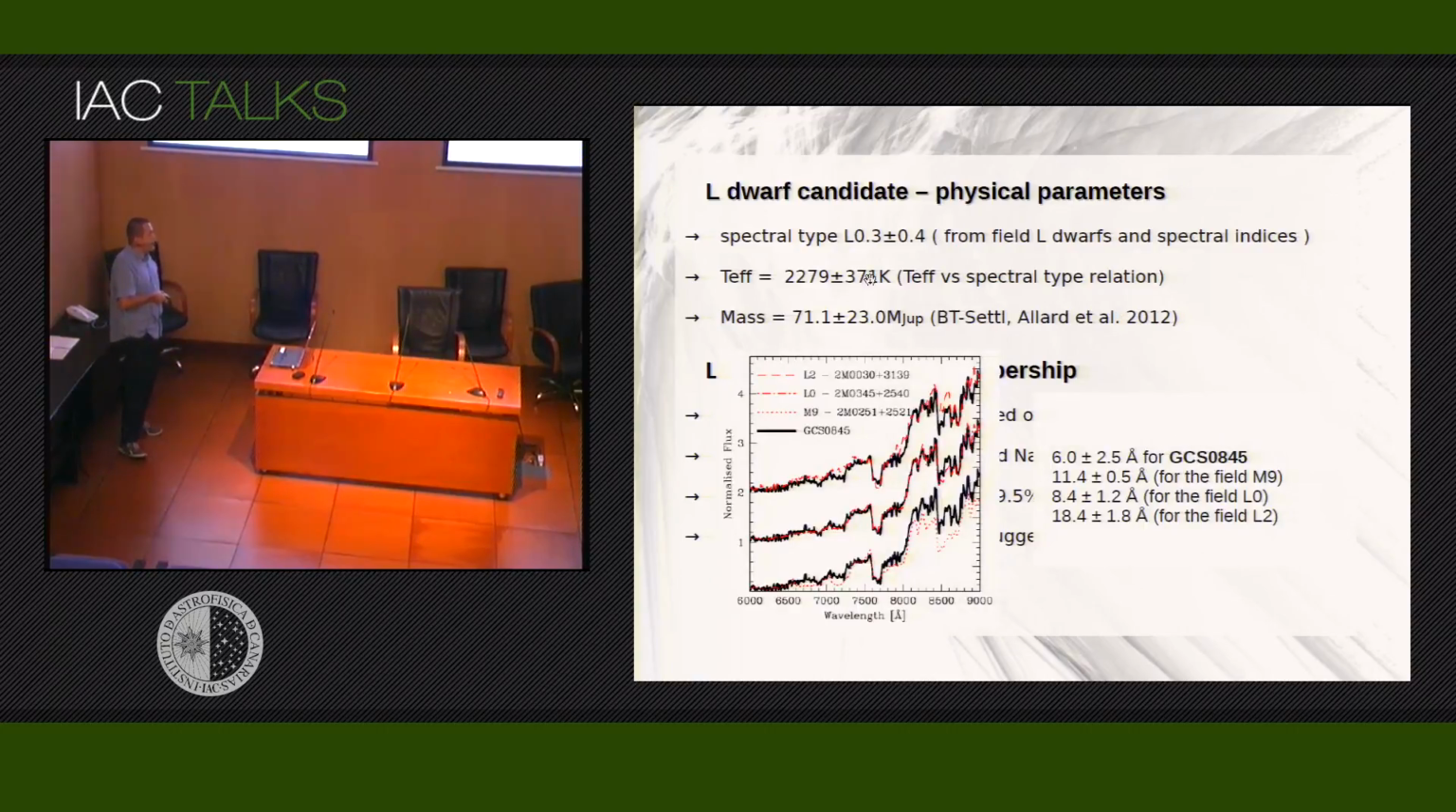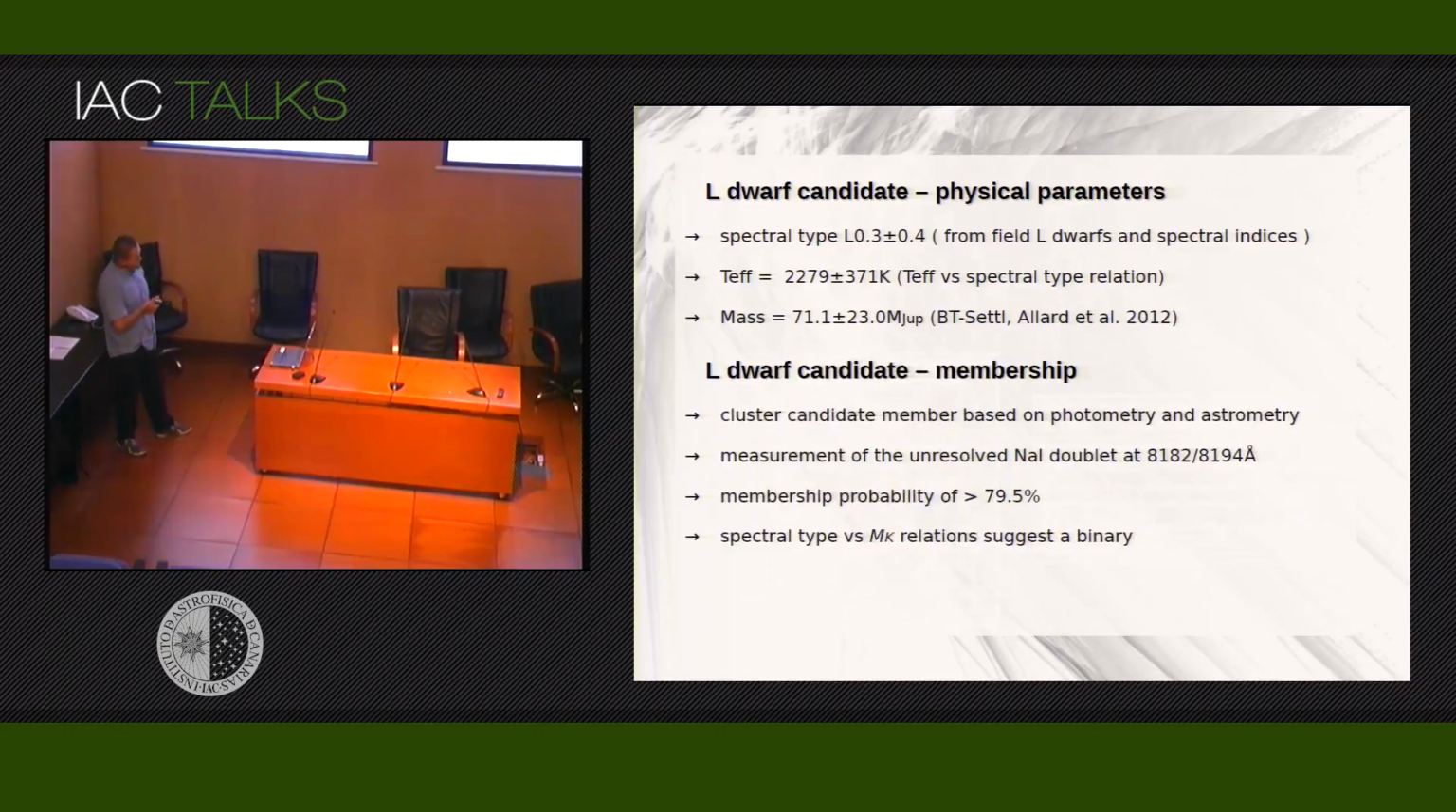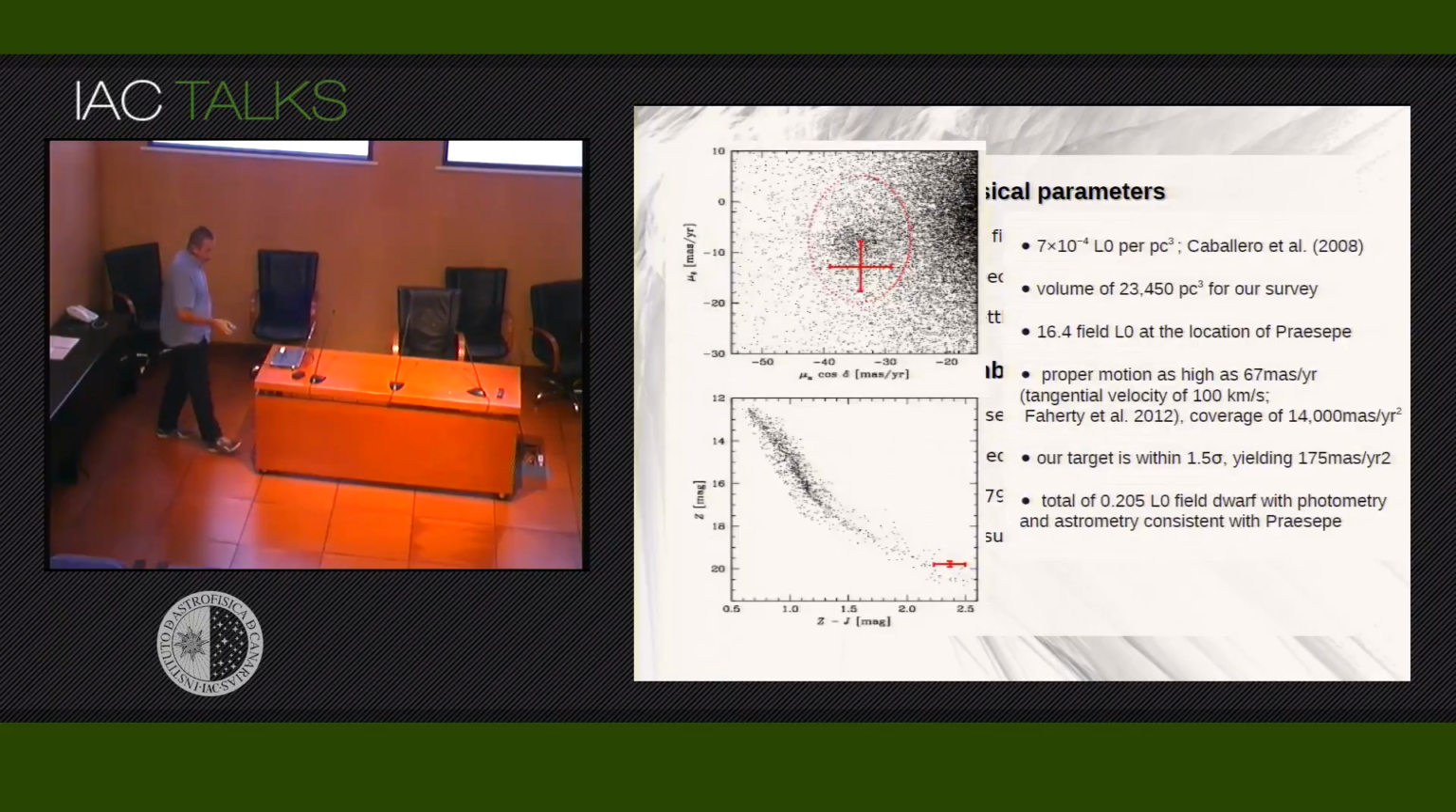As you can see, for our target, the values of the equivalent width of the sodium is lower than those of the field, which we would expect if it's a younger object. And we also estimate a membership probability for our object. So basically what we did, we used the density of L0 dwarfs from Caballero in the field. Then we defined the volume of our survey, and from this we were able to estimate that there would be 16 L0 dwarfs at the location of Praesepe that would have been selected by photometry.